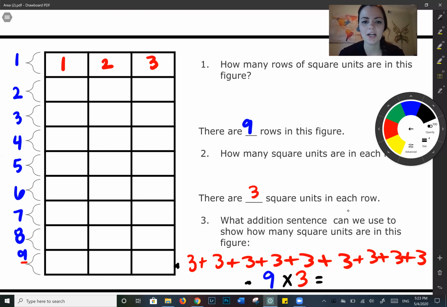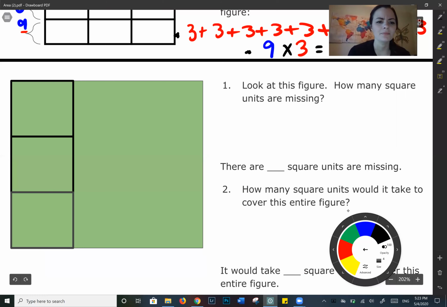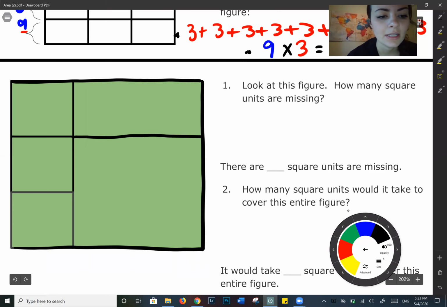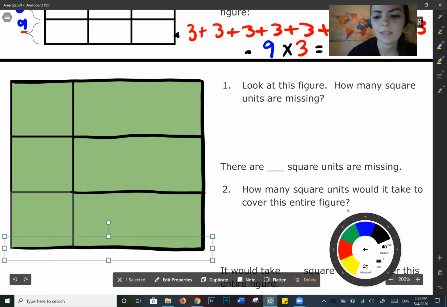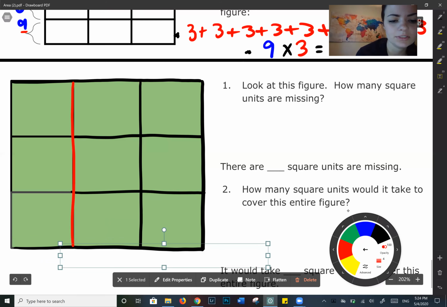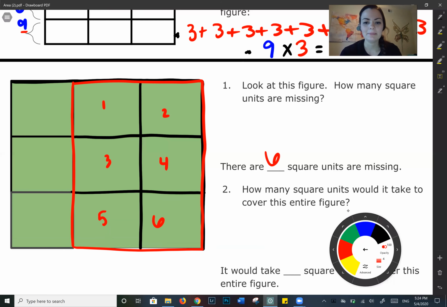Okay, look at this figure. How many square units are missing? So in this figure, we have a rectangle here. And we're trying to find out what is missing here. So the way we're going to do that is we're going to take what we already had, and we're just going to bring it over. And then I'm going to draw a missing line. And so what we were missing was this piece here. If we count the squares in this piece, I get 1, 2, 3, 4, 5, 6. There are 6 square units missing.